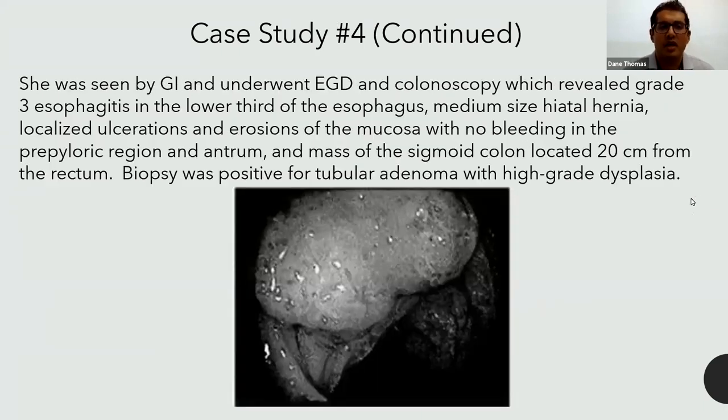She was seen by GI and underwent an EGD and colonoscopy, which revealed grade 3 esophagitis in the lower third of the esophagus, medium-sized hiatal hernia, localized ulcerations and erosions of the mucosa with no bleeding in the prepyloric region and antrum, and unfortunately, a mass in the sigmoid colon located 20 centimeters from the rectum. Biopsy of this mass was positive for tubular adenoma with high-grade dysplasia.